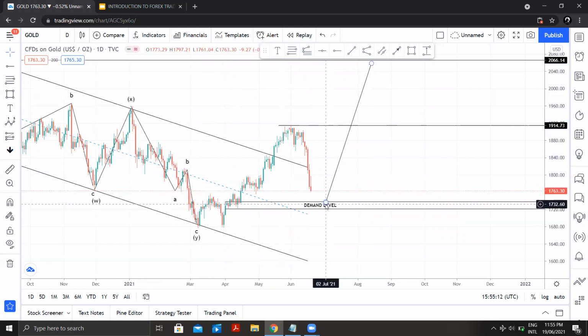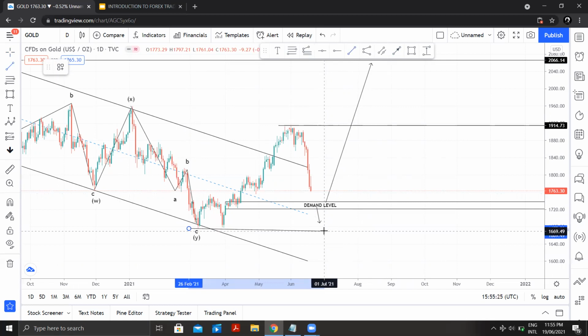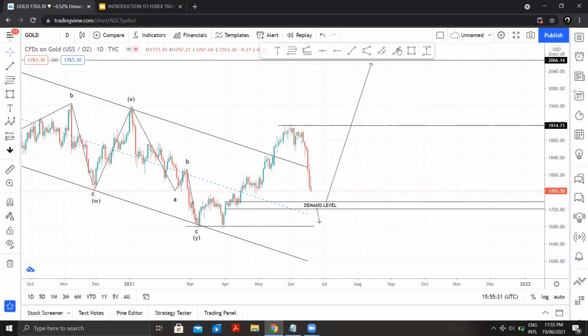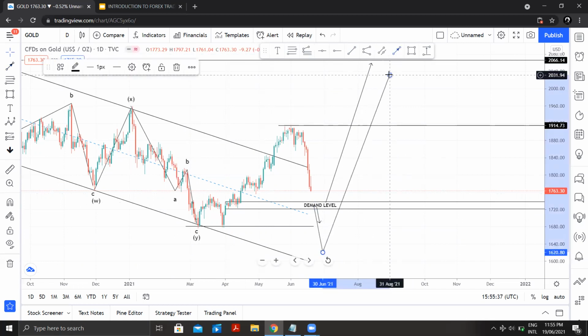So I'll look at this level as a rejection level. But if price breaks below this level next week, then I expect price to keep going down and catch this liquidity, because there is a liquidity here. Can you see a double bottom liquidity? So I expect price to come down, catch the liquidity, then run to the upside again.